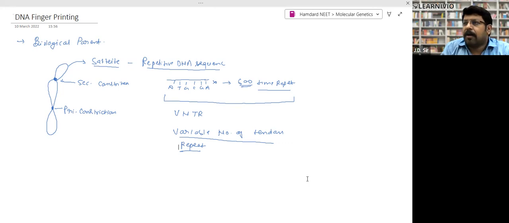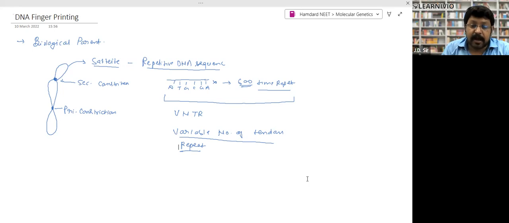Look, the main purpose of DNA fingerprinting is that we can determine who the actual biological father or biological mother of a particular offspring is, right? If there is a particular child, who are the actual biological parents?